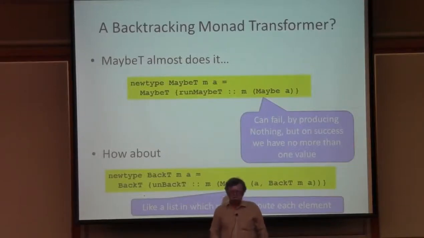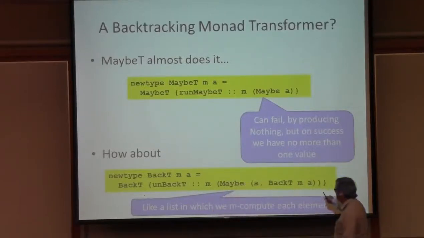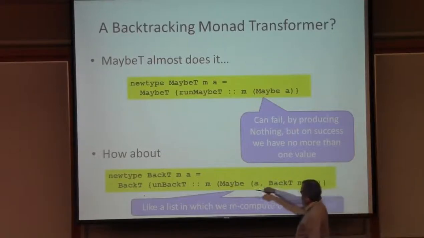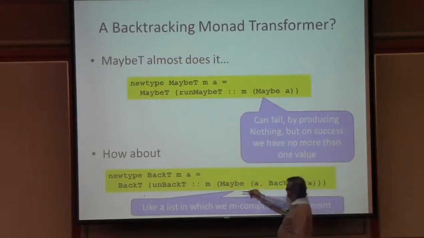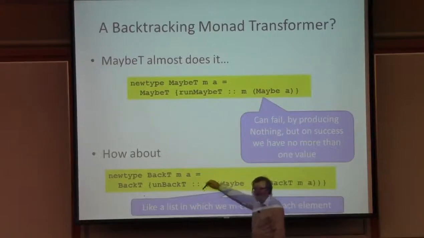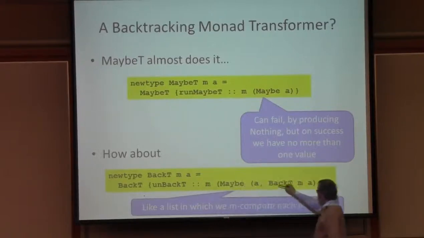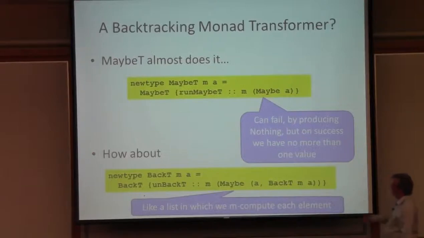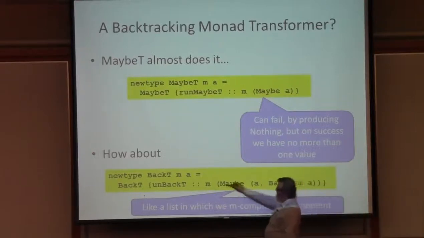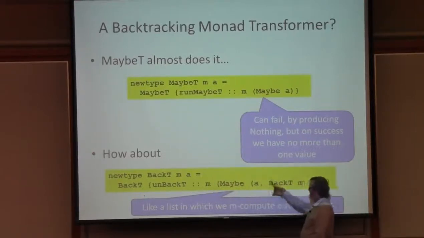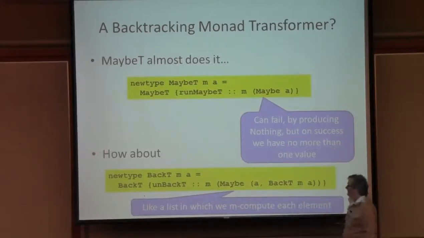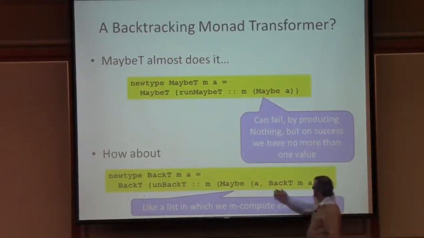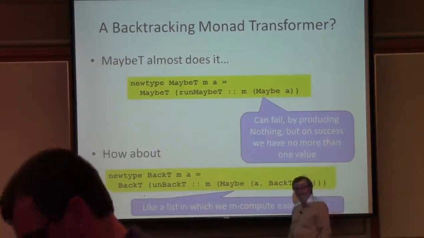So this is very much like a list type. It's a recursive type, see? backT appears recursively. But it's like a list type in which there's an m wrapped around each production of an element. So I do an m computation, and then I may get a nothing representing the empty list, or I may get a pair corresponding to a cons. And when I want the next element, once again, I have a chance to do an m computation.